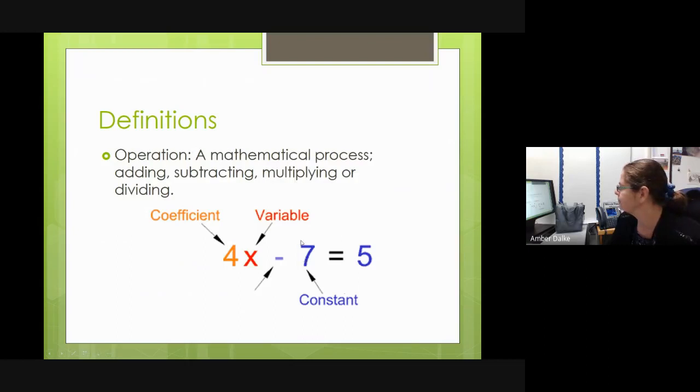It's the same effect. An operation is any math process, whether you're adding, subtracting, multiplying, or dividing. In this case, we have 2 operations. We have 4 times x, so we have multiplication, and we are subtracting the 7, so we also have subtraction. So we've got 2 operations going on in this particular equation.